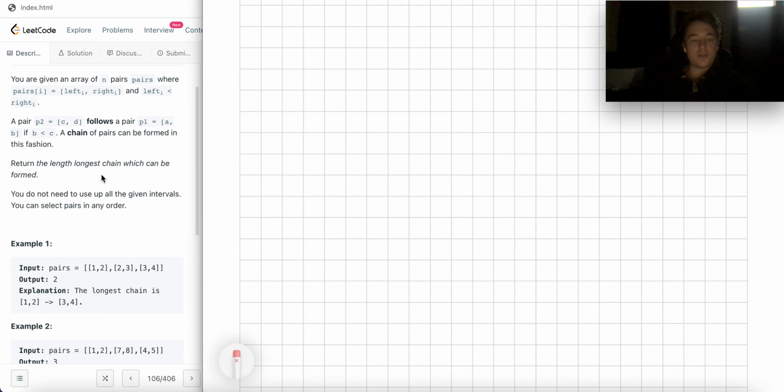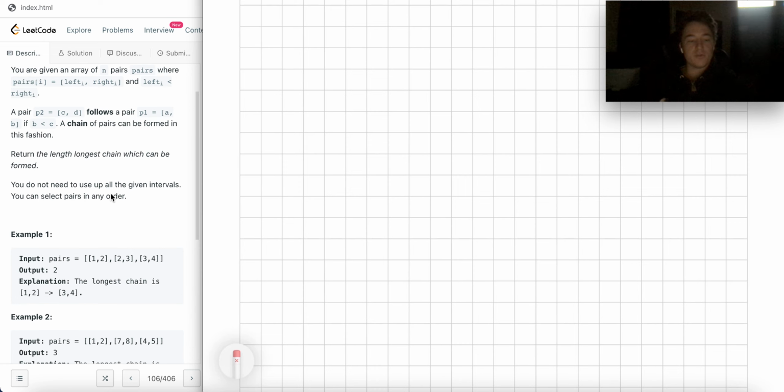Return the length of the longest chain which can be formed. You do not need to use up all the given intervals. You can select pairs in any order.